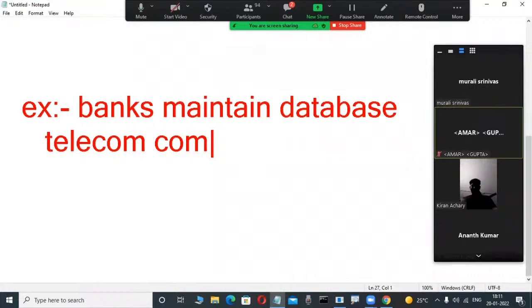Suppose online, so many people are nowadays purchasing items through online portals like Flipkart, Amazon, so many online shopping portals are there. Those shopping portals also maintain databases. Because when you purchase an item, how is the order number generated? Some database application is there, through the auto increment concept only.